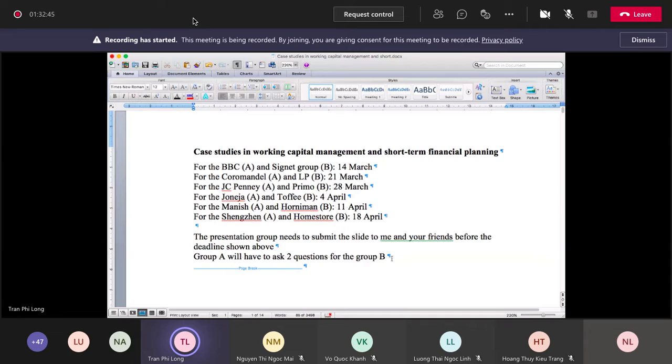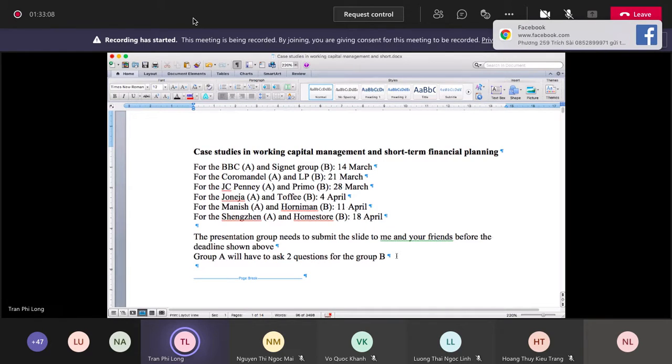And during the presentation, if you have any question for the presentation group, you can ask them immediately. You don't need to wait until the end of the presentation. And this is how I mark your presentation.